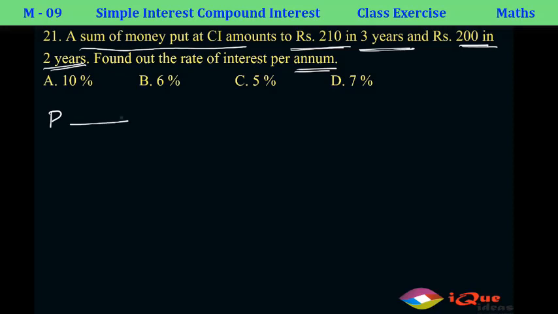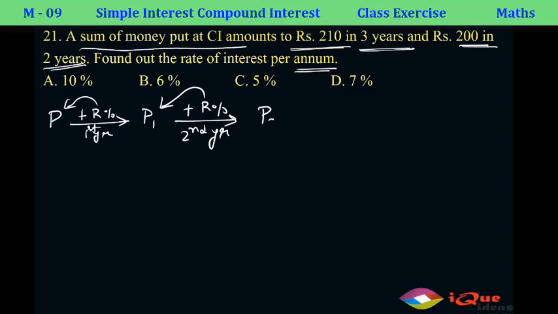So if you remember, if I say P is the principal amount, after 1 year it has to increase by R% and it must become P1. Then in the second year, the amount has to increase by R% only, and it becomes P2. Then in the third year again we have to calculate R% on P2, and the amount must become P3.